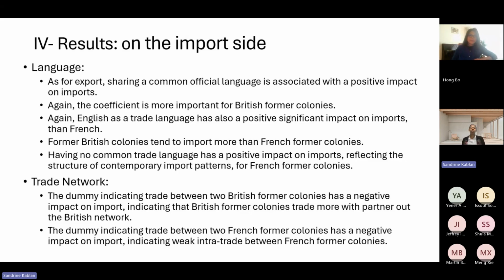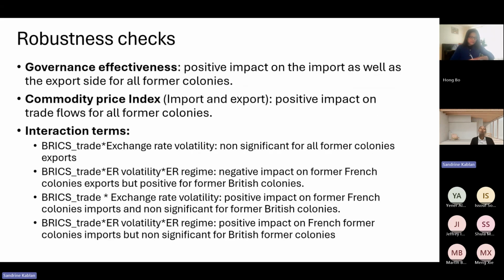Finally, for the trade network, the dummy indicating trade between two British former colonies has a negative impact on import, indicating that British former colonies trade more with partners out of the British network. And the dummy indicating trade between two French former colonies has a negative impact on import, indicating weak intra-trade between French former colonies. This is also an important pattern, and it shows how the persistency of the colonial rule influences trade patterns with former colonies. So to finish, we made some robustness checks.